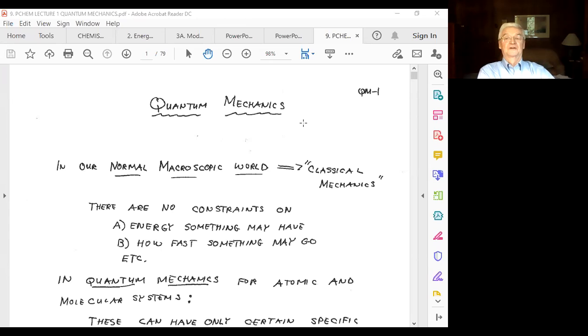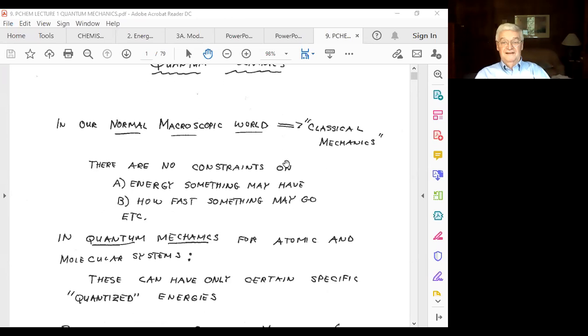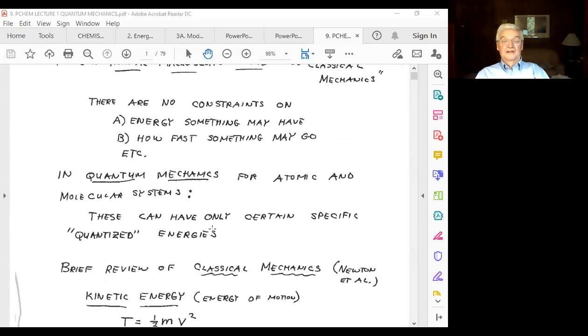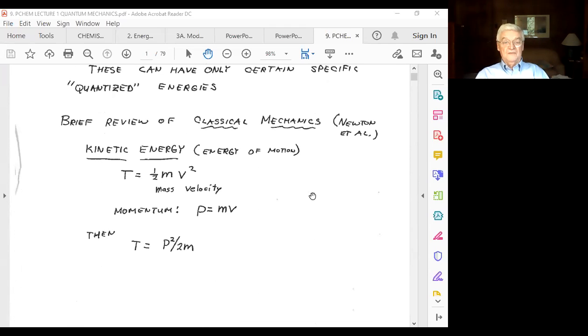So quantum mechanics is going to put a lot of constraints on things. But in classical mechanics, there are no constraints on energy or how fast something can go or where it is and things like that. When we get to quantum mechanics, we're going to talk about so-called quantized energy levels, or only the specific ones that work. But just to get started and point out some of the aspects of classical mechanics that apply both to large systems like automobiles and airplanes and so on, as well as to electrons, let's have a brief review of classical mechanics. So this will be Isaac Newton and others.